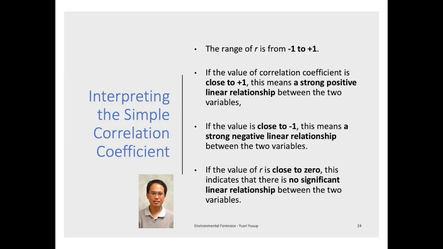The range of the correlation coefficient is from -1 to +1. If the value of the correlation coefficient r is close to +1, this means a strong positive linear relationship between x and y, or the two variables. If the value is close to -1, this means a strong linear relationship as well, but negative, between the two variables. If the value of r is close to 0, on the positive or negative side, this indicates that there is no significant linear relationship between the two variables.